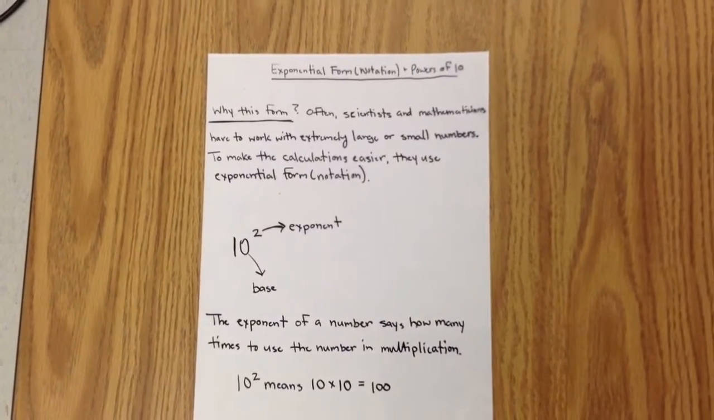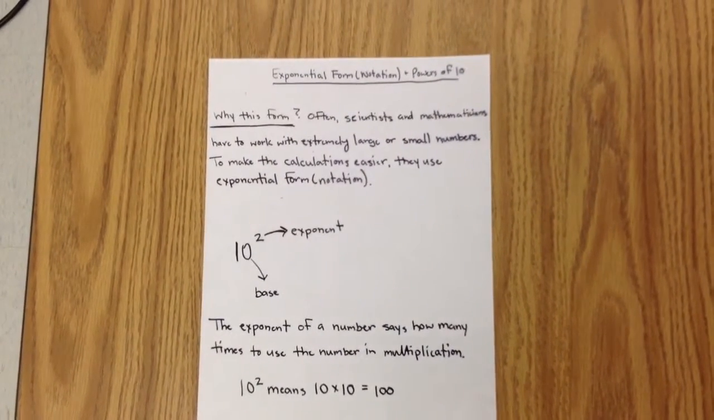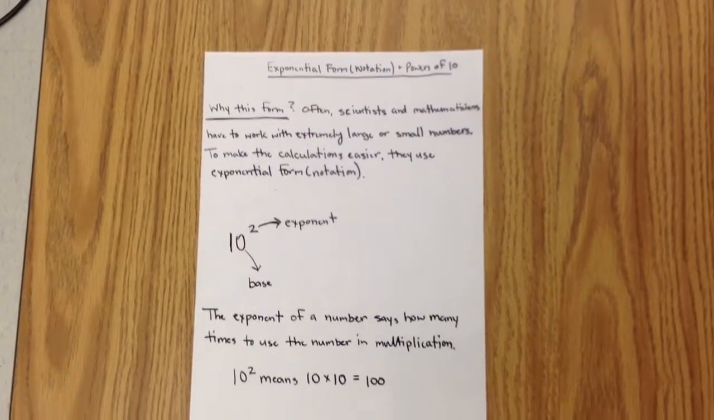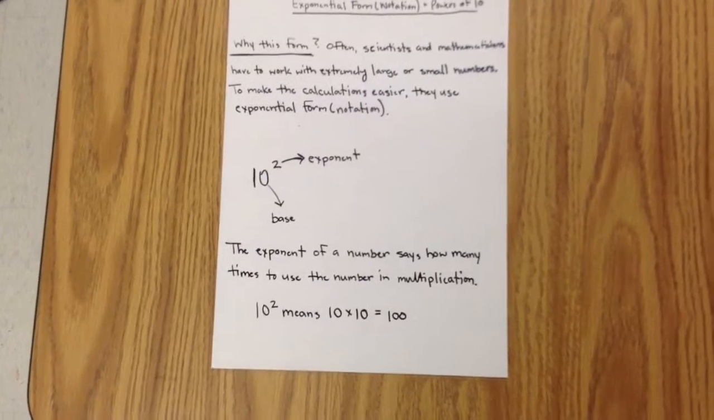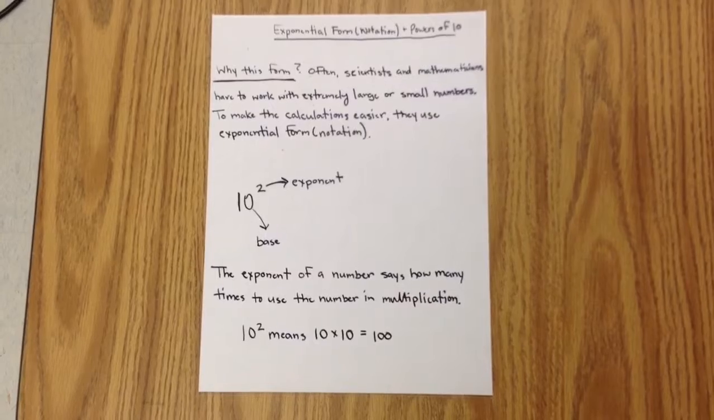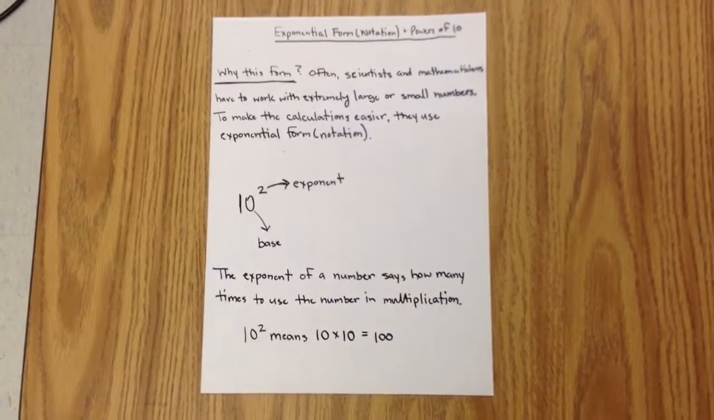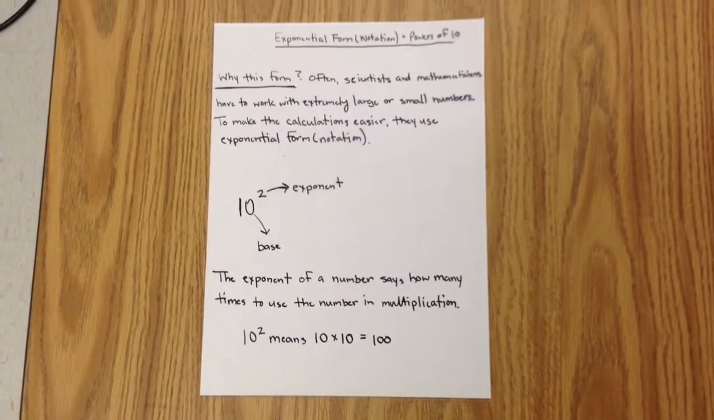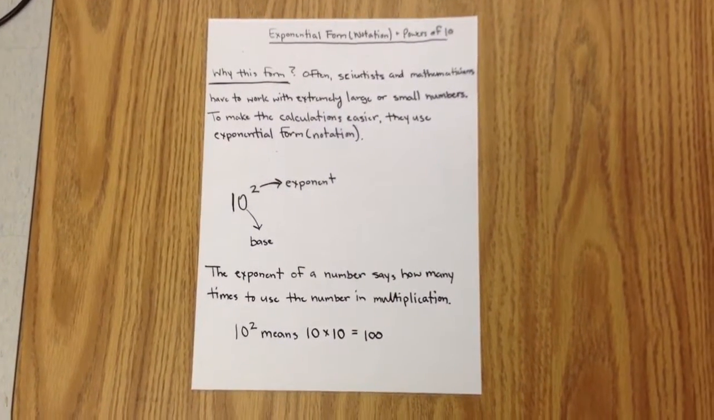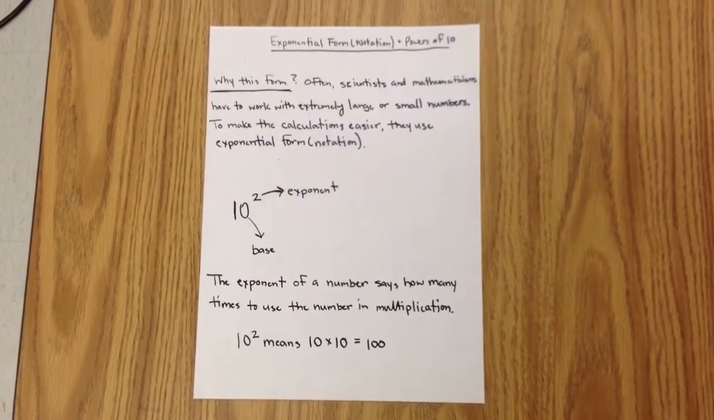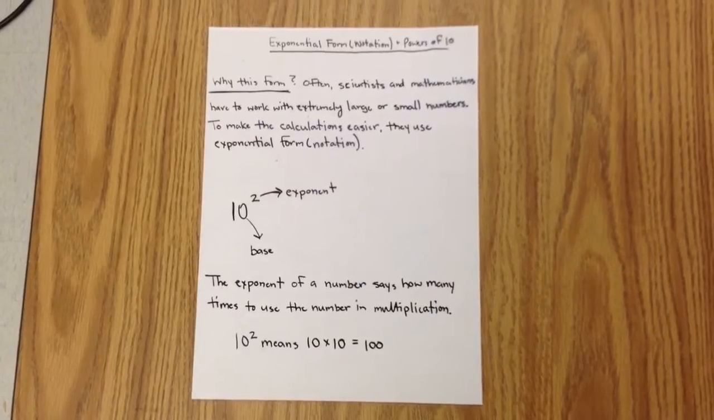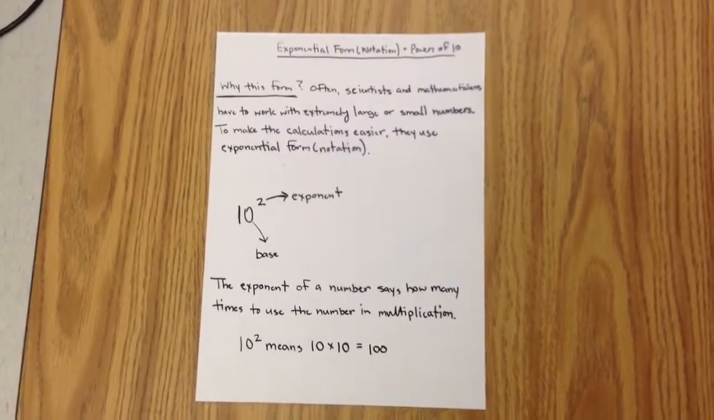In 10 to the second power, we can see that 10 is the base and 2 is the exponent. The exponent is the most important number here because it tells us how many times to use the base number in multiplication. So 10 to the second power means 10 times 10, which is equal to 100. So exponents are just another way to represent values of different numbers.